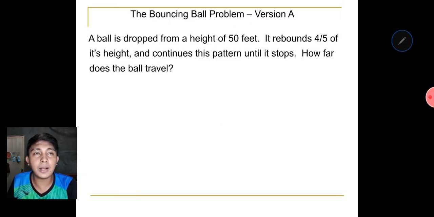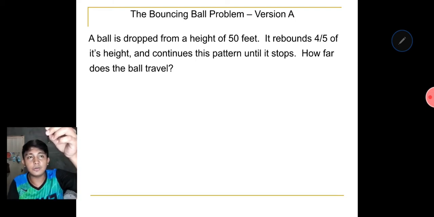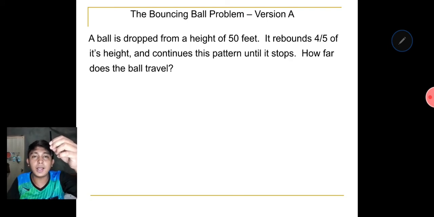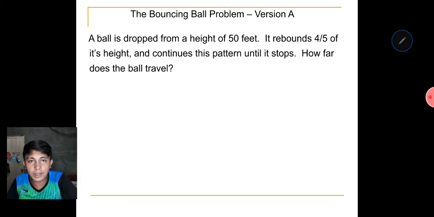So we have a problem. Okay, a ball is dropped from a height of 50 feet. It rebounds 4/5 of its height and continues this pattern until it stops. How far does the ball travel? So ang gusto natin malaman dito sa problem is nahulog ang bola ng 50 feet. So since bola siya, magbabounce siya, okay? At ang pagbabounce niya ay 4/5 nung current height. So from 50, bababa, yung 4/5 ng 50, ano yung 4/5 ng 50? That is 40.